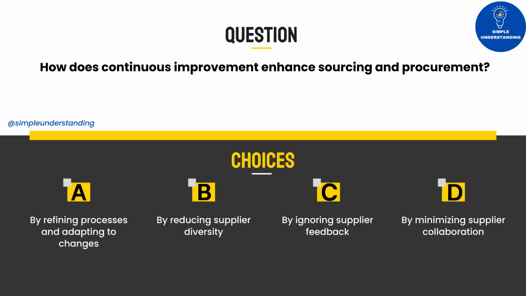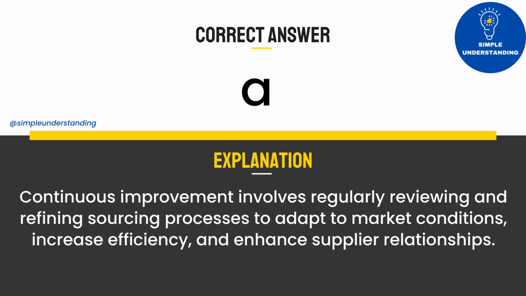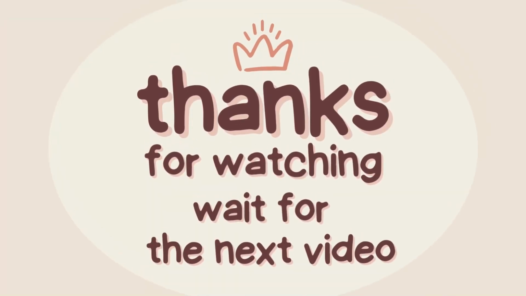10. How does continuous improvement enhance sourcing and procurement? A. By refining processes and adapting to changes. B. By reducing supplier diversity. C. By ignoring supplier feedback. D. By minimizing supplier collaboration. Answer. A. Explanation. Continuous improvement involves regularly reviewing and refining sourcing processes to adapt to market conditions, increase efficiency, and enhance supplier relationships.